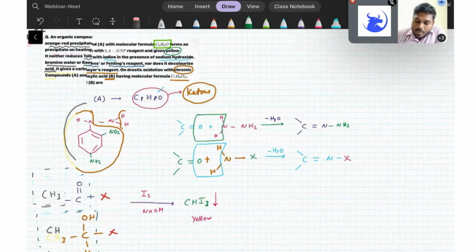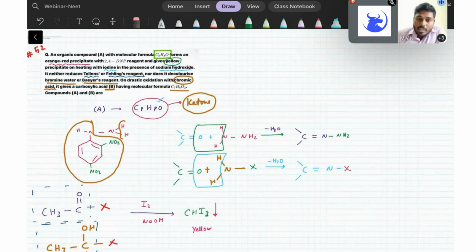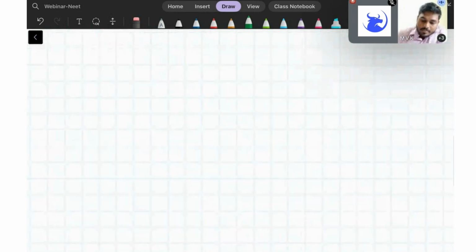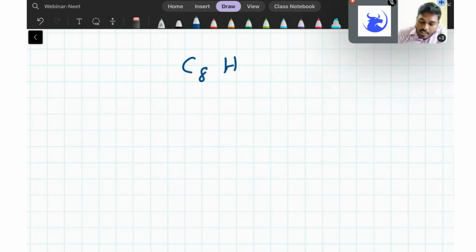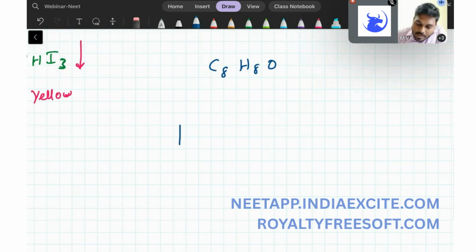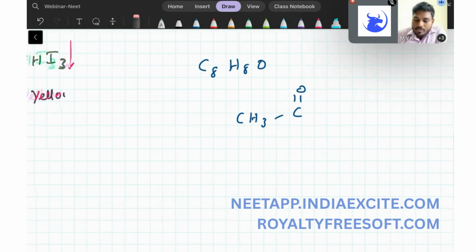This compound has a ketone group in it. This compound is a ketone. And one more thing, it is having C7 and H6. Two things are very important. First is we need to have common sense, and we need to make a calculated guess. Now listen. C8H8O. So you see, it must have CH3 C double bond O. That's why it is testing positive for the haloform test.